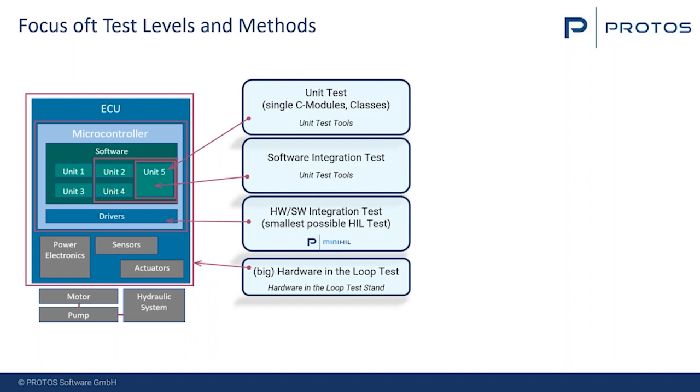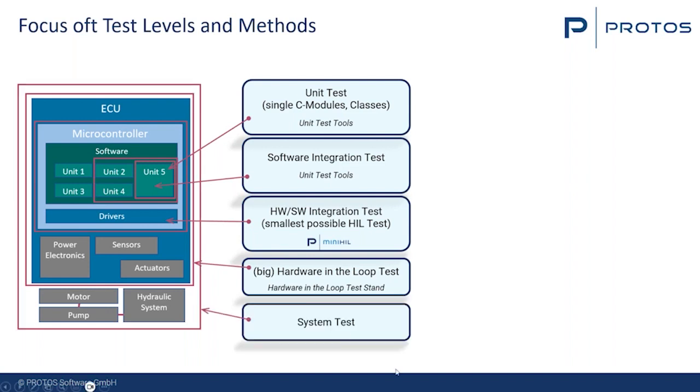For example, including power electronics, simulation for sensors, and so on. So you have a temperature climate chamber or something like that, or even a simulated torque for a motor or something like that. So the last level would be the system test, including everything that's outside your ECU, including a complete system like a motor, pump, and the hydraulic system.